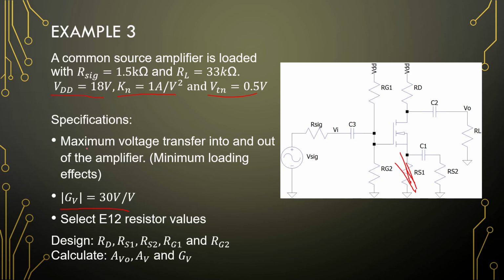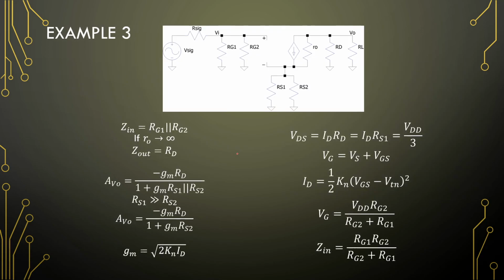We should design for maximum voltage transfer into and out of an amplifier. So again, input impedance should be 10 times larger than the signal. Output impedance should be 10 times less than the load. Right. So if R sig is 1.5 kilo ohms, the input impedance needs to be 15 Ks, and R load being 33 kilo ohms, the drain resistor here should be 3.3 kilo ohms. Okay, but let's look at the small signal first.